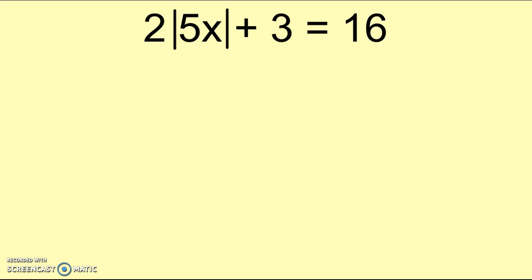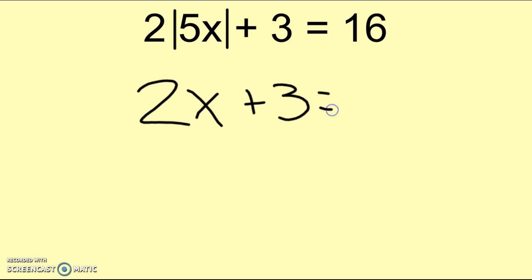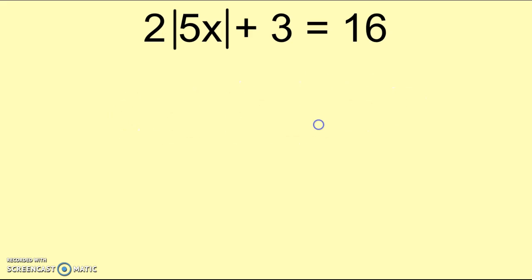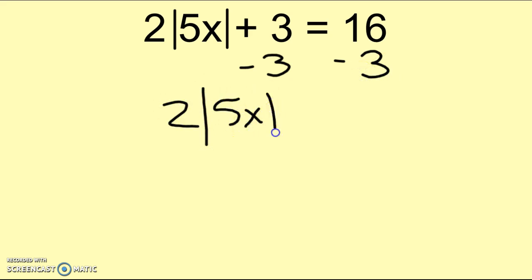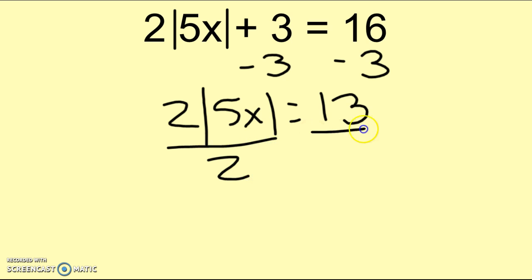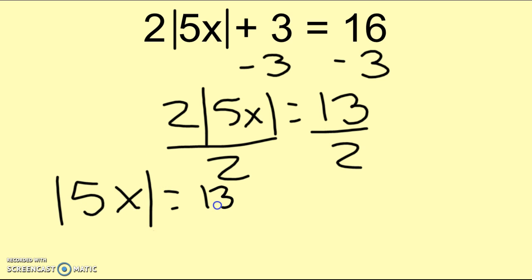All right, same thing. Isolate the absolute value. We solve it just as if it were a regular equation, but you would subtract 3 from both sides first. So we subtract 3, and we get 2 times the absolute value of 5x is equal to 13. This is not going to turn out well. Then we divide by 2, and we get the absolute value of 5x is equal to 13 over 2. And that's okay, we can deal with fractions.